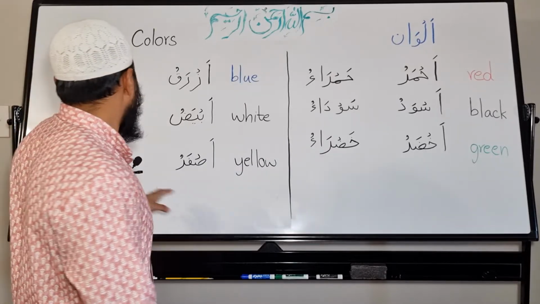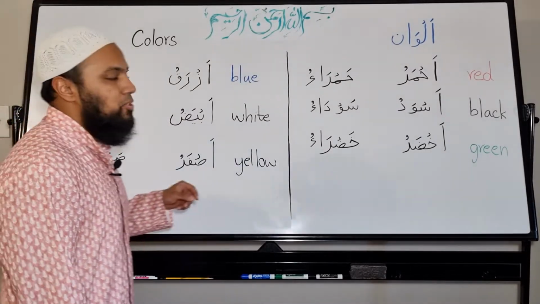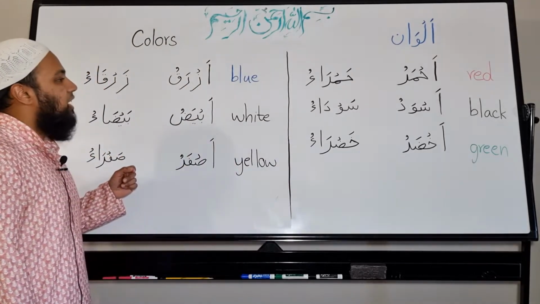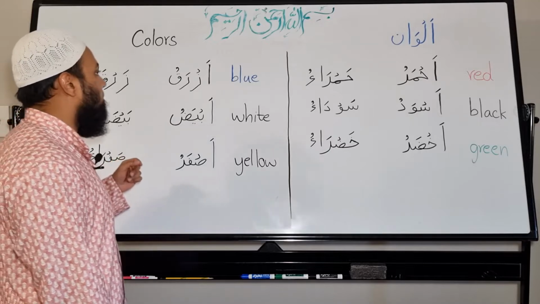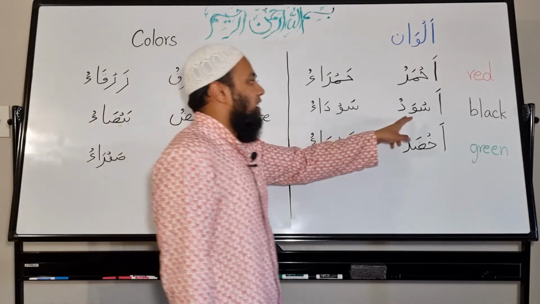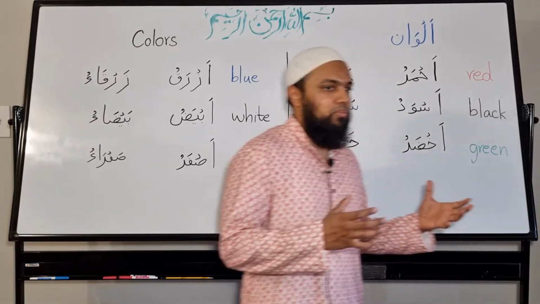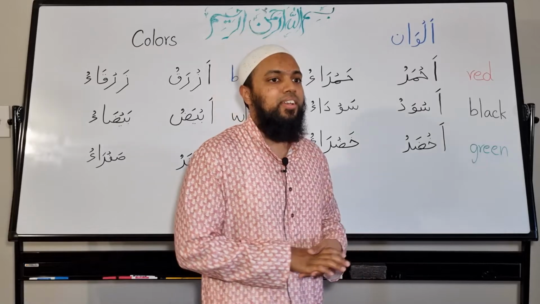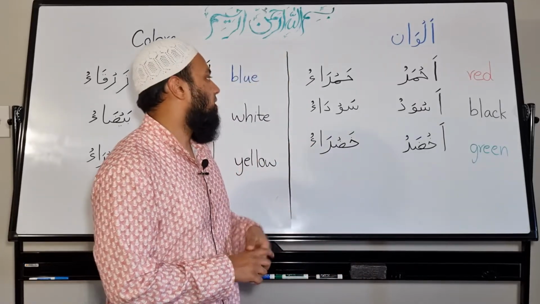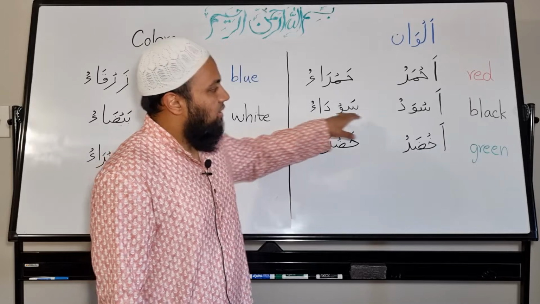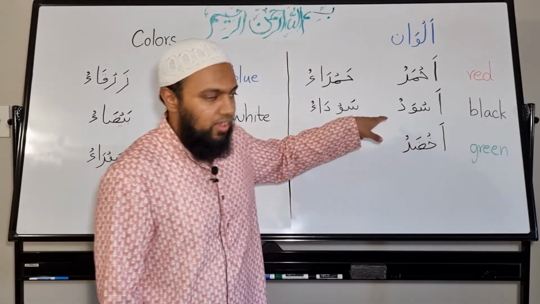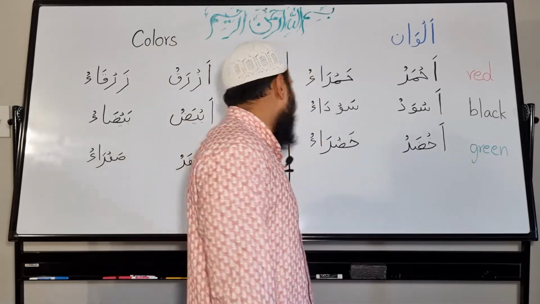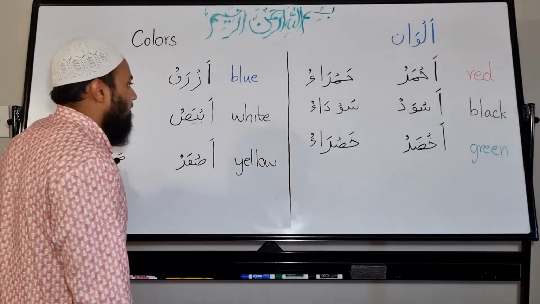For example, we say hijrul aswad. What does that mean? The black stone. Hijr means a stone; hijrun is the word for that. We have a chapter in the Quran by the name of Suratul Hijr. So in Hijrul Aswad, Hijr is muzakkar, so that's why Aswad is used, meaning the black stone.